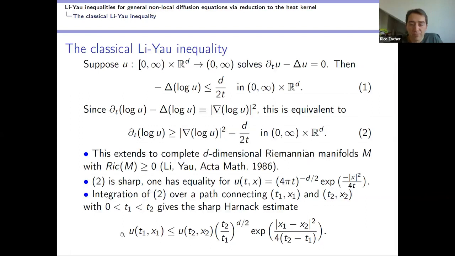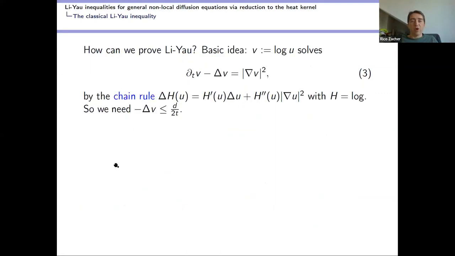Now let me show you a sketch of the proof, how you can show that 2 is satisfied, or 1. So how can we prove Li-Yau? I told you already that the logarithm of u solves this evolution equation, where now you have this gradient term on the right-hand side. This is a consequence of the chain rule for the Laplace operator. When you take the logarithmic function here, you get these two terms. So when you do this transformation, you get this equation for log u. The goal is to derive this inequality. So how can you achieve this?